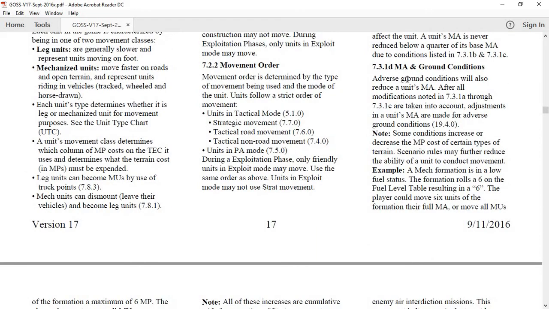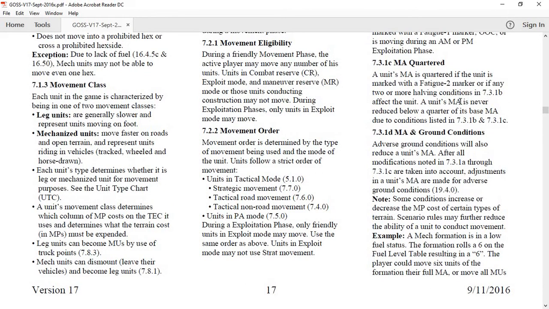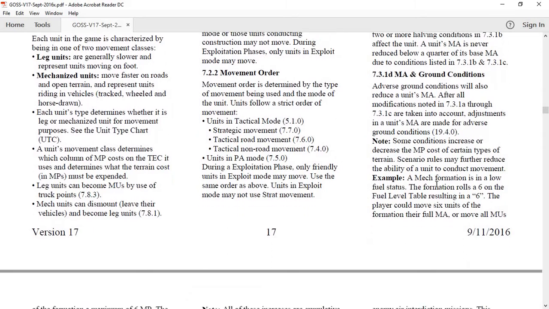Adverse ground conditions will also reduce a unit's MA. After all modifications noted in 7.3.1a through 7.3.1c are taken into account, adjustments in a unit's MA are made for adverse ground conditions, 19.4.0. Note, some conditions increase or decrease the MP cost of certain types of terrain. Scenario rules may further reduce the ability of a unit to conduct movement.